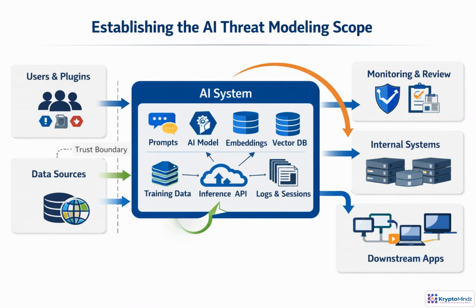Before applying STRIDE, LINDDUN, or attack trees, define what the AI system actually includes. The model is only one asset. Prompts, embeddings, vector stores, training data, inference APIs, tools, logs, and user sessions can all create attack paths. Next, trace where data crosses trust boundaries: users, plugins, providers, internal systems, and external sources. Finally, document assumptions, roles, permissions, and agent capabilities so the threat model reflects real behavior.